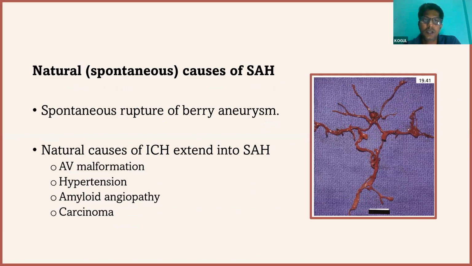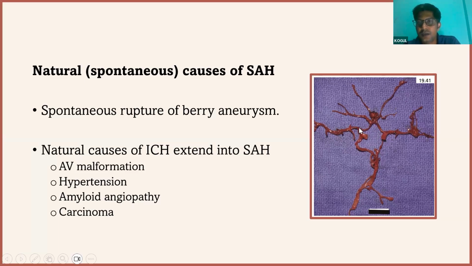The common natural cause is spontaneous rupture of a berry aneurysm. So you should know the berry aneurysm. This is the vertebral artery. You can see both vertebral arteries join to form the basilar artery. The basilar artery divides into two posterior cerebral arteries. The internal carotid divides into the middle cerebral artery and anterior cerebral artery. From the middle cerebral artery to the posterior cerebral artery there is a connection called the posterior communicating artery. Between the two anterior cerebral arteries, the connection is the anterior communicating artery.